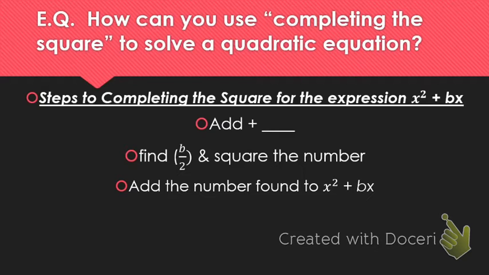Now, I'm going to keep this simple. It says you are going to add plus and a blank. There's nothing for you to fill in this blank. We are literally going to, on our paper, put a plus sign and a blank. Then we're going to find b, divide it by 2, and square the number. Now, you should know this. b is the coefficient of x. So every time we're going to find the number in front of x, divide it by 2, and square it. And then we're going to add the number that we find to the x squared plus bx. So essentially, we're taking the number we find and putting it into the blank.